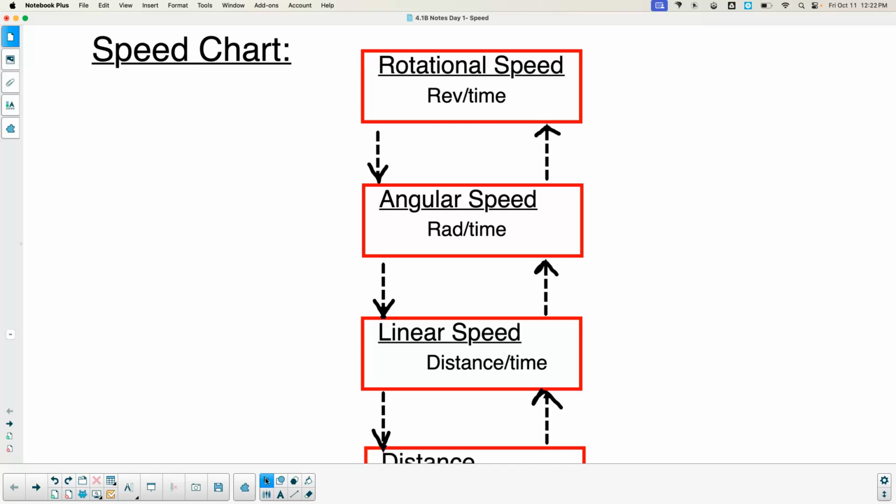The slower that it spins, the less rotations that happens. Okay? But always going back to when it gets back to that same spot. Okay? That is rotational speed. It is measured in revolutions per time. The most common of those is revolutions per minute, RPMs. And that's the most common for rotational speed.